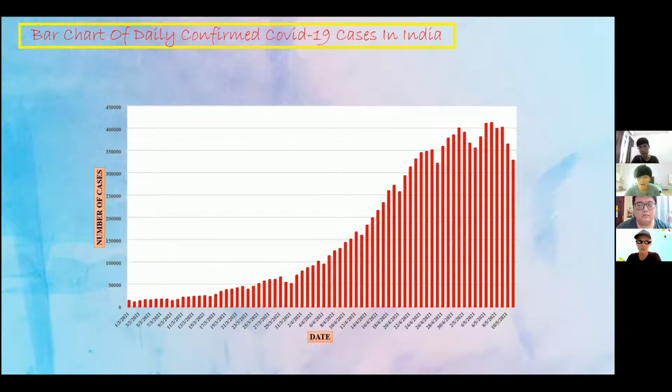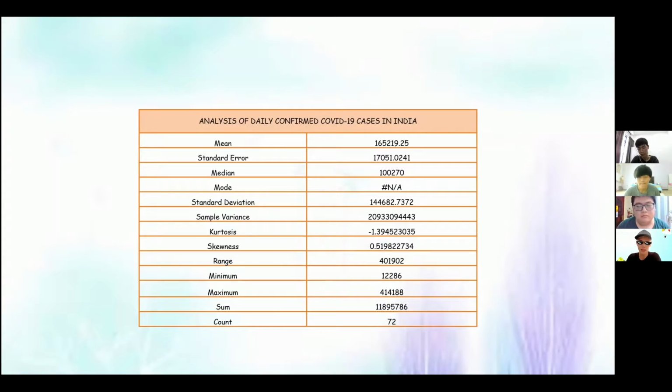Next, based on the data, we could determine that the mean of COVID-19 cases in India is 165219.25 and the standard error is 17051.0241, and the median is 100270 and there is no mode, and the standard deviation is 144682.7372 and last, the sample variance is 20933094443.